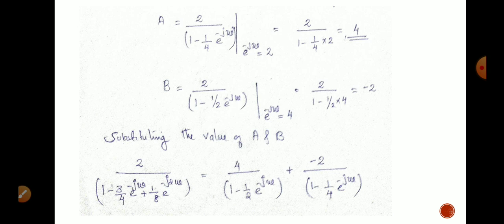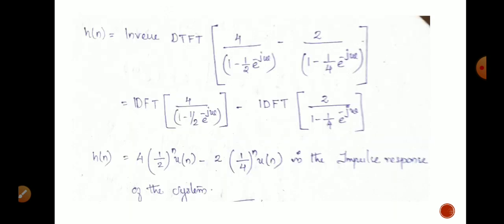2 by 1 minus 3 by 4 e raised to minus j omega plus 1 by 8 e raised to minus j 2 omega equals 4 by 1 minus 1 by 2 e raised to minus j omega plus minus 2 by 1 minus 1 by 4 e raised to minus j omega. From this equation, we can find the inverse discrete time Fourier transform in a simple method. We know 1 by 1 minus 1 by 2 e raised to minus j omega is the discrete time Fourier transform of 1 by 2 raised to n u of n.